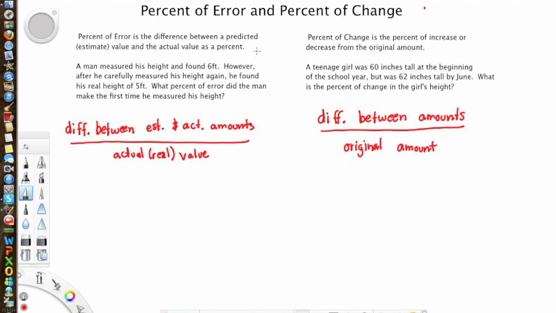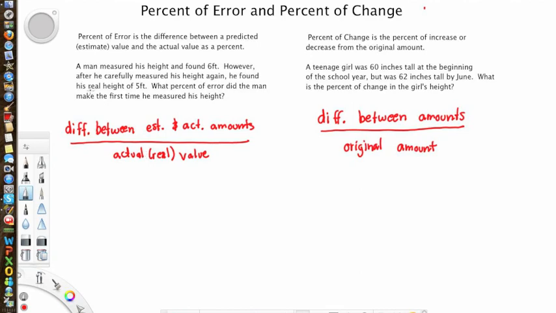Now, percent of error and percent of change. Let's look at percent of error first. Percent of error is the difference between the predicted or estimated, sometimes experimental values, and the actual value as a percent. And the formula that we use for this is very simple. We just find the difference between the estimated and the actual amounts. So we just subtract the lesser from the greater, and we divide that by the actual or real amount.